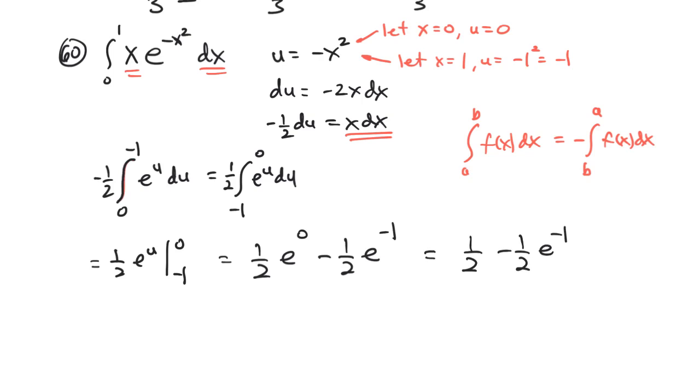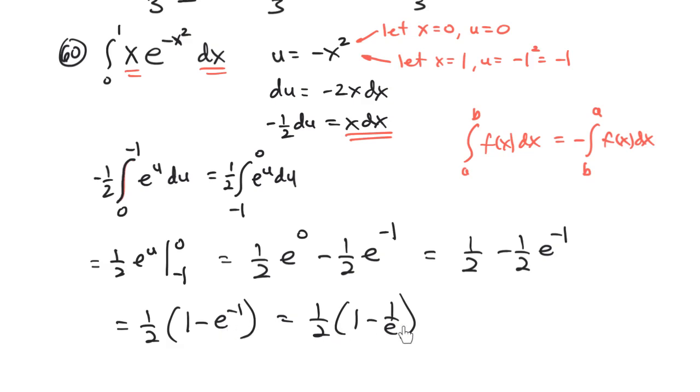And from here, there's a lot of different ways you can write this. I'm not sure how Stewart would do this, but they might factor out a 1/2 and go 1 minus e to the minus 1. They could maybe do something like this, 1 minus 1 over e, right? Because e to the minus 1 is 1 over e. Any of these are fine. However you want to finish it from there is okay.